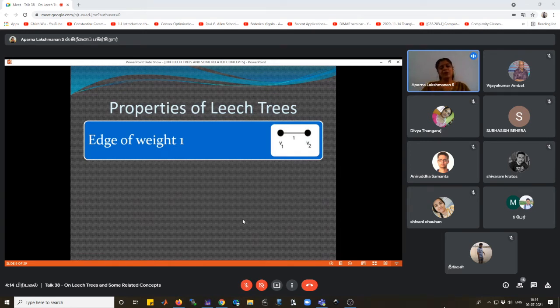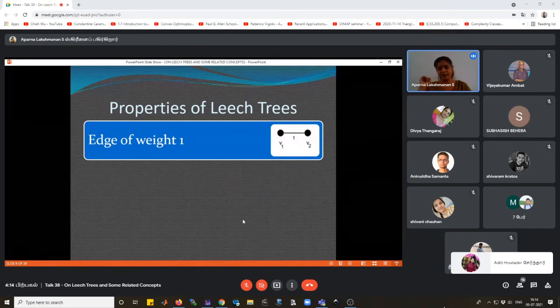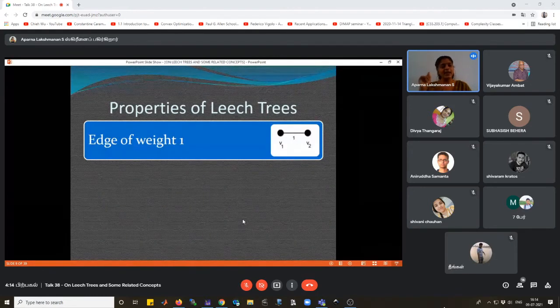Let us have a look at the properties of leech trees. As I have already mentioned, we need paths of weight 1, 2, etc. up to nC2. The first point is we need a path of weight 1. To have a path of weight 1, it is compulsory that we label one of the edges as 1. So definitely there will be an edge of weight 1. Okay. So 1 will definitely be an edge weight.